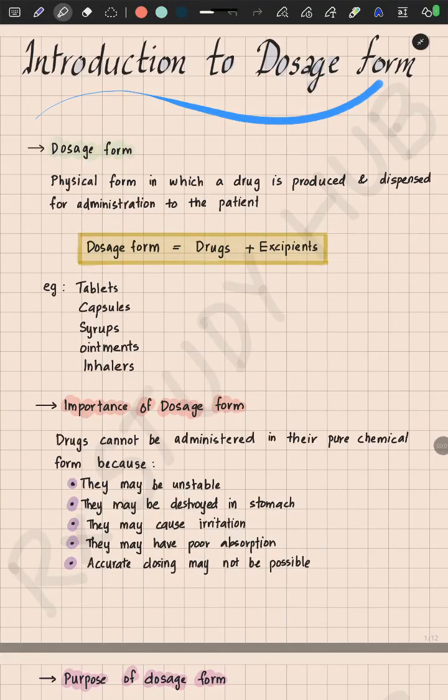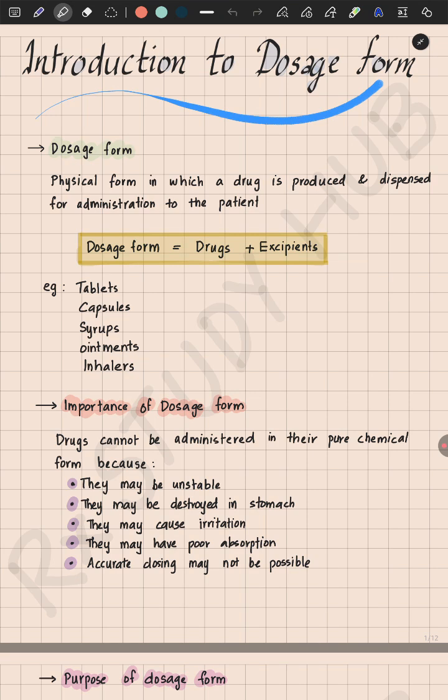Good day, everyone. Today, we are going to start with one of the most fundamental concepts in pharmaceutics, which is dosage forms. Before we go into advanced topics, it is very important that you clearly understand this foundation because every medicine you see in practice is ultimately a dosage form.